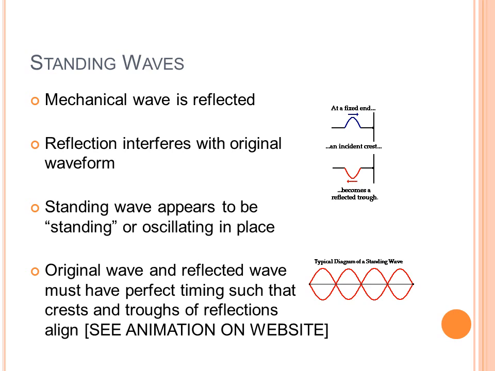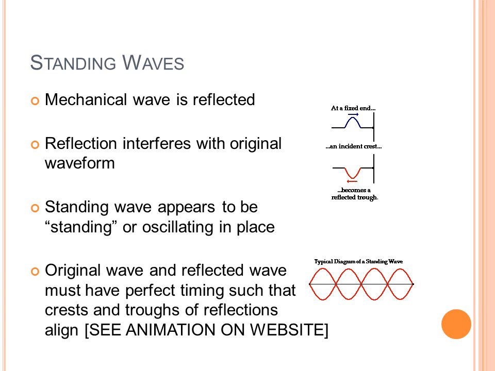So, logistically, what is a standing wave? Well, a standing wave is a mechanical wave that has bounced off of something and is now being reflected back on itself. The reflection of the original waveform now interferes with the original wave, and it will create this pattern that's actually oscillating back and forth in place.